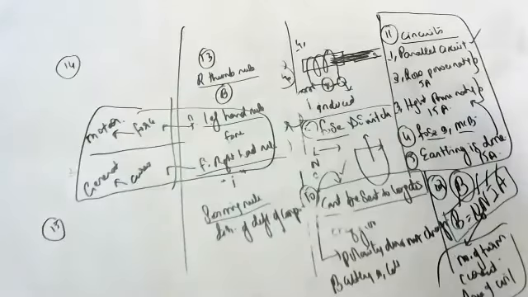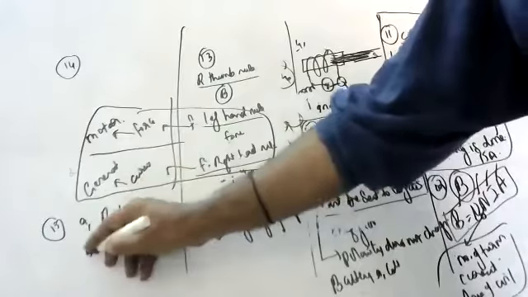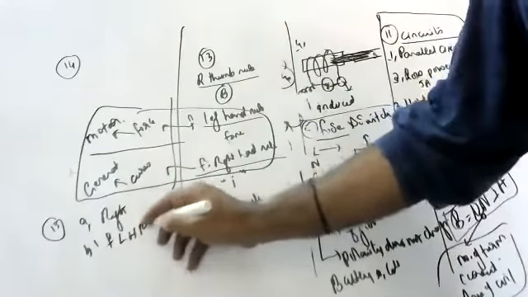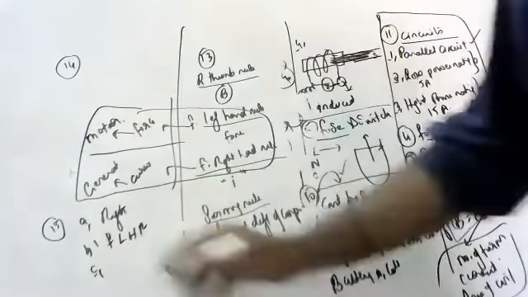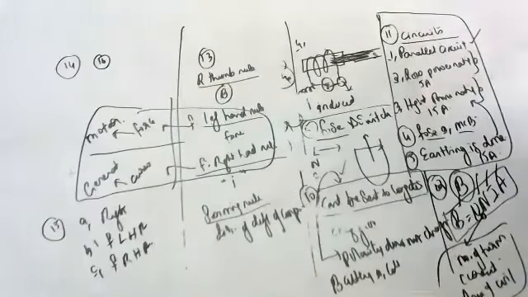Okay. Next, 15th question. State the rule used to determine the direction of magnetic field. Right hand thumb rule. To know the direction of force, Fleming's left hand rule. To know the direction of current, Fleming's right hand rule. Again the same question. Why is this fellow asking? I also don't know.